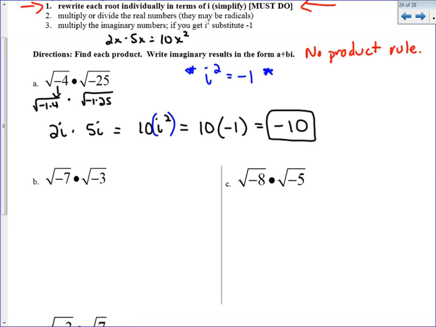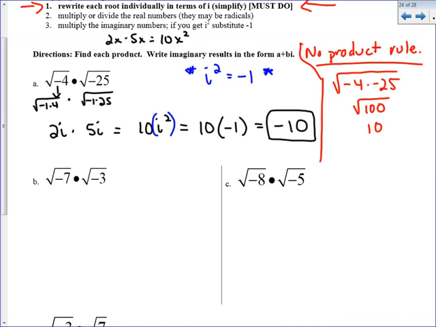Now, if you do this incorrectly, here, I'll put this with the no product rule. In red, don't do this. This is the wrong answer. People who don't watch this are going to say, okay, product rule, multiply those together, I get the square root of 100, which is 10. The answer is not 10. The answer is negative 10. And you're not going to get that unless you simplify your radicals first. Really, all you have to do is take the imaginary unit out, and then what's left is real, and you can apply the product rule to it.